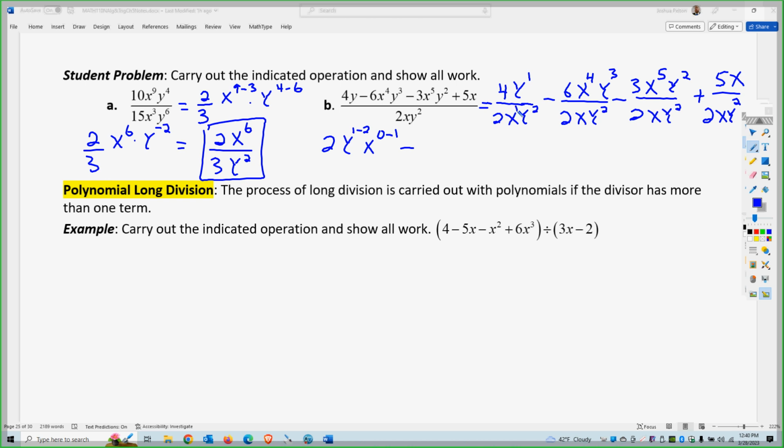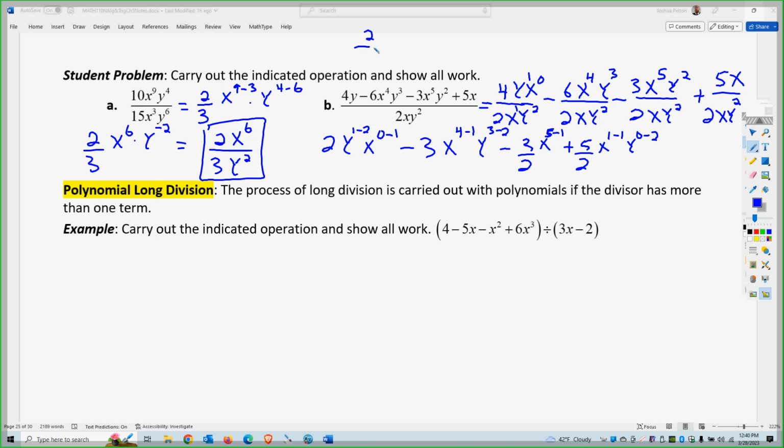And there's an x to the 0 essentially on the top up here, correct? So minus 3, 6 over 2. So we get x to the 4 minus 1, and then y to the 3 minus 2, minus 3 over 2, x to the 5 minus 1, and then y squared minus 2 is going to be 0, so I'm going to leave that off, plus 5 over 2, x to the 1 minus 1, and then y to the 0 minus 2. Okay, so looks like we're good there, so we can just simplify everything now.